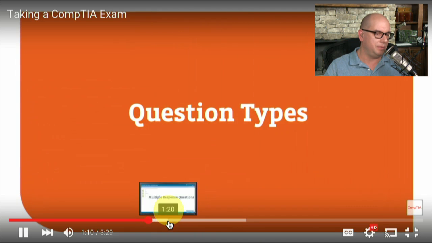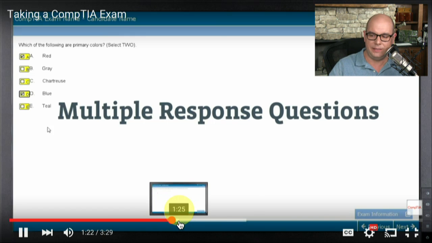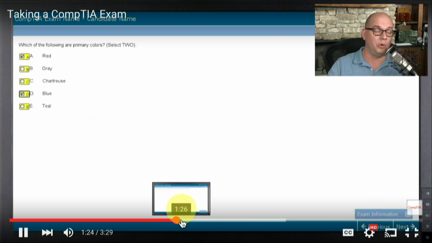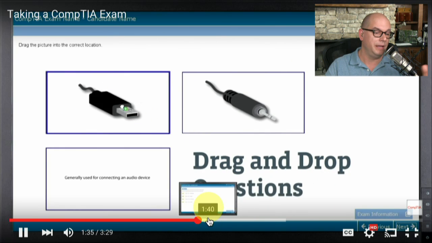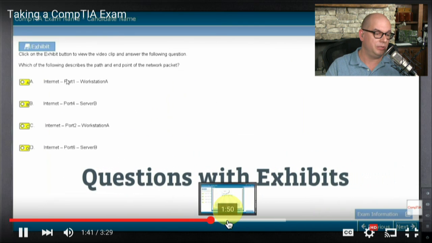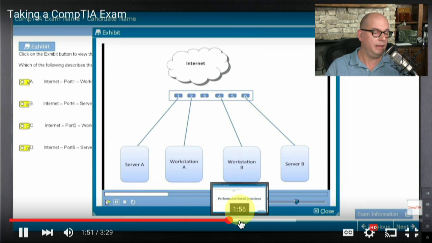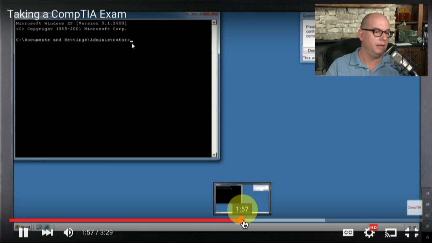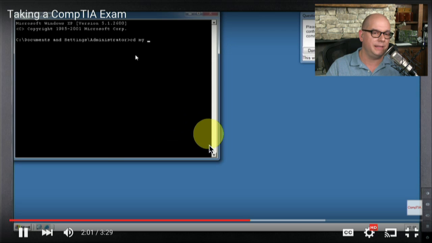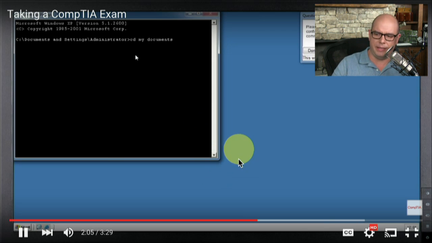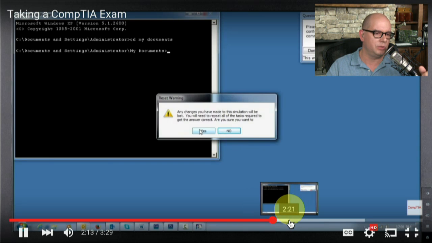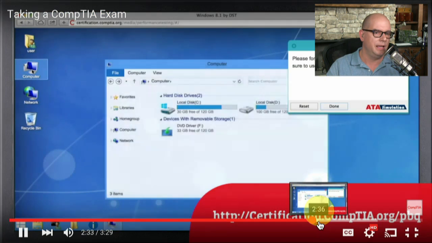There are question types. So they take you through the multiple response. But as I mentioned, you could get performance-based questions, which might also be drag and drop. It could be questions with exhibits. And that doesn't look like an exhibit at all. Performance-based questions, they're talking specifically about command lines here, but there are no command lines you need to know for Security Plus. Don't think I'm talking out of school there if you look at the exam objectives.